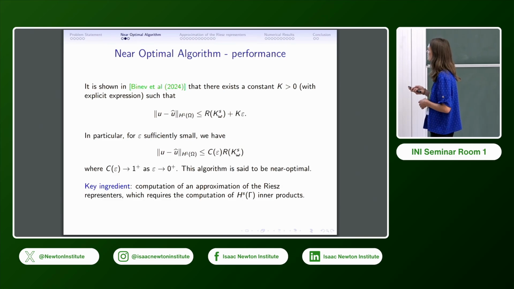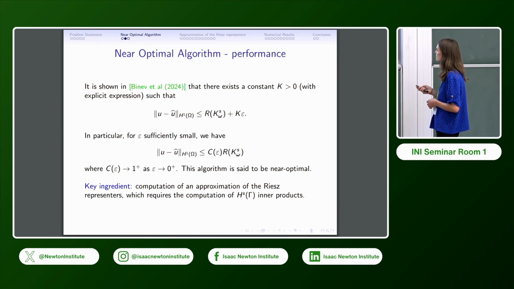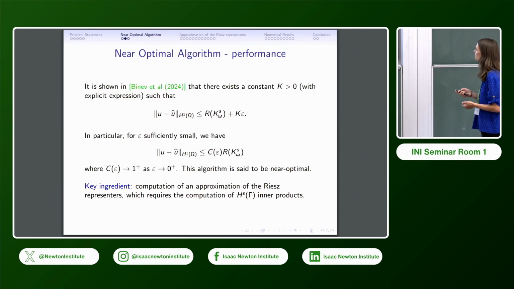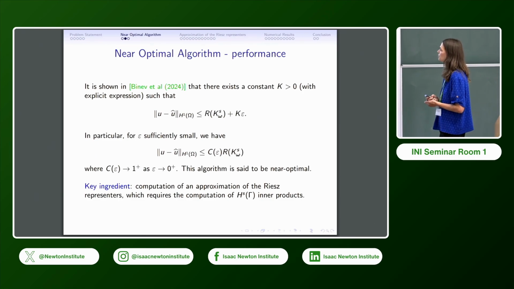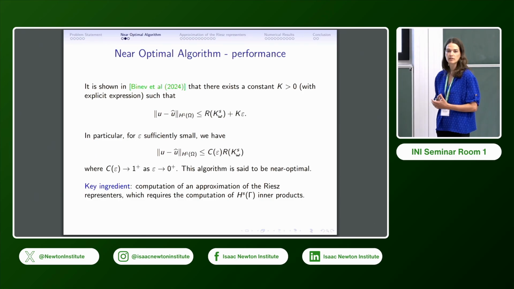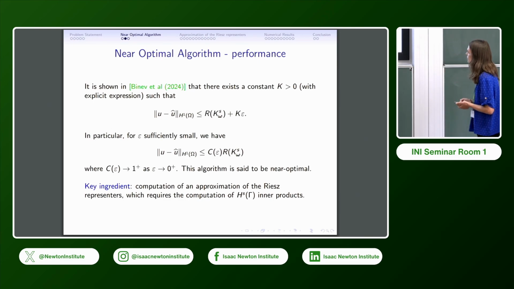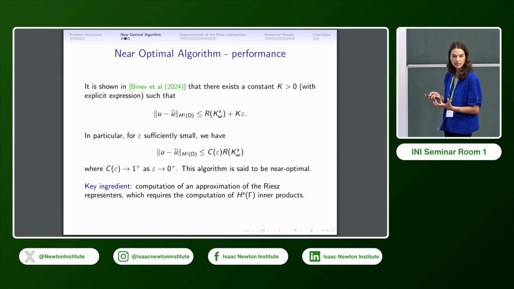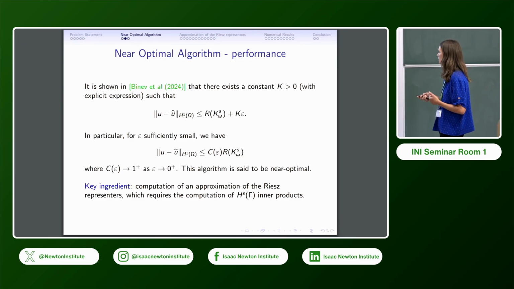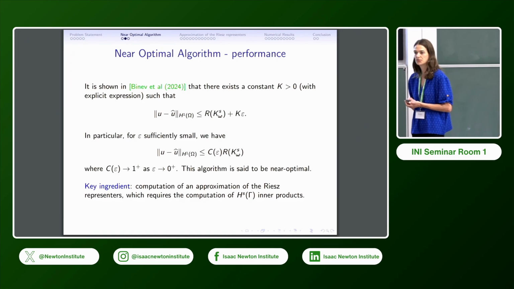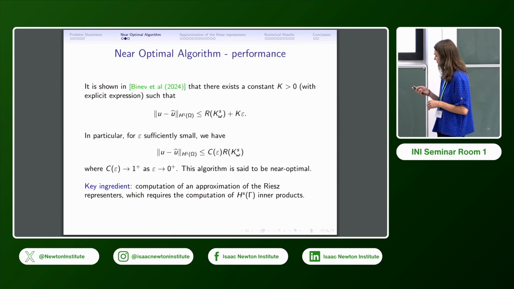We have this inequality where this constant here will tend to 1 as epsilon tends to 0. And so the algorithm is called a near optimal algorithm because we don't have constant 1, but if we pay the price of more computation, we can make it quite close to 1. So again, the key ingredient in the algorithm is the computation of the Ritz representer, which, at least in the original form, requires the computation of the HS inner product, which can be a problem when S is fractional, because that becomes a non-local problem.